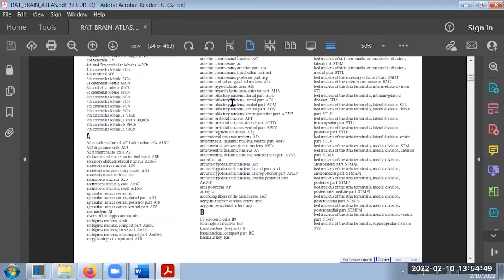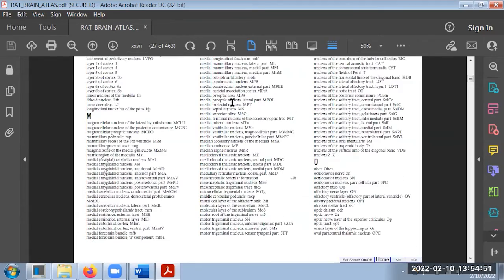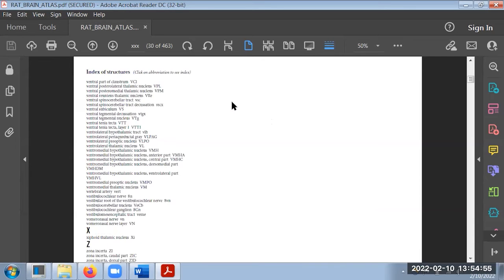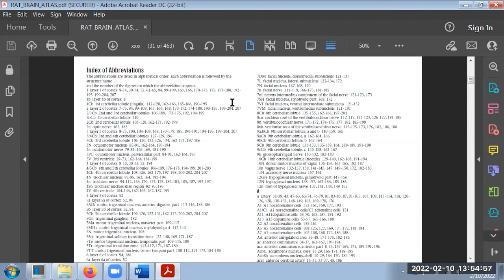And after we go down into the next section, we can also see, if you're trying to figure out what an abbreviation is that you're looking at, go to the index of abbreviations and it'll give you all that info. It'll give you the abbreviation first in alphabetical and numerical order. It'll give you the full name, and then it'll also give you the page numbers to find it in all three views of the brain.